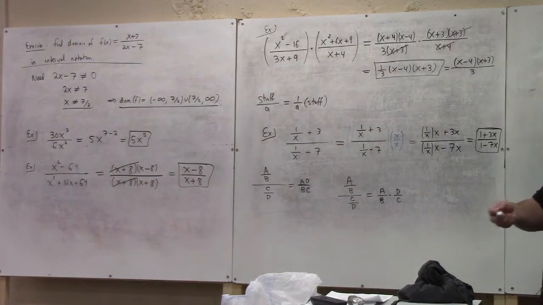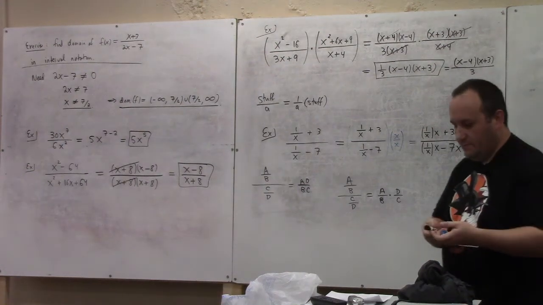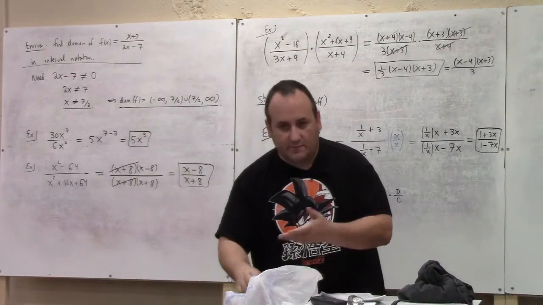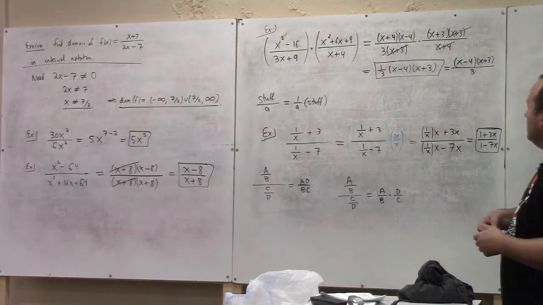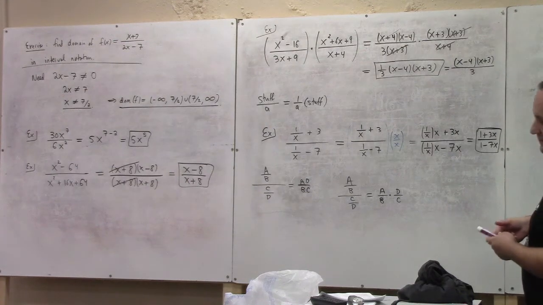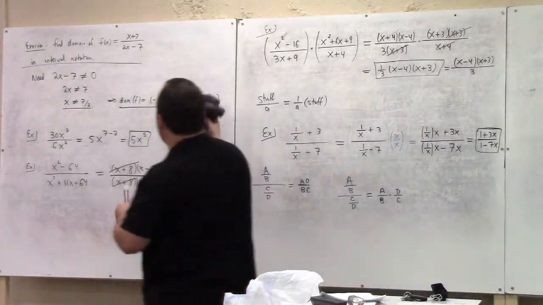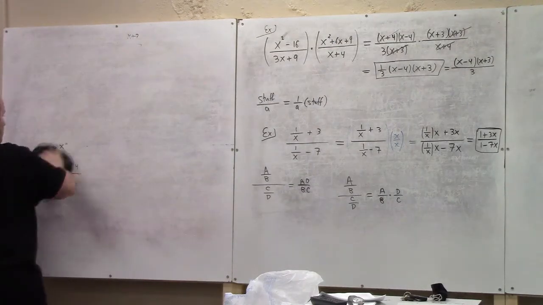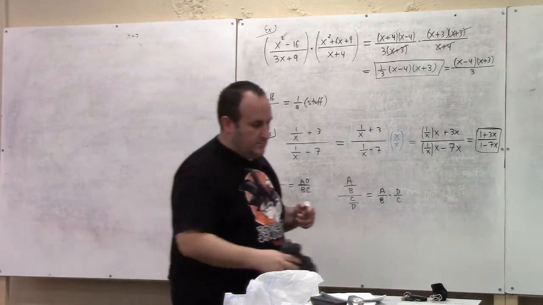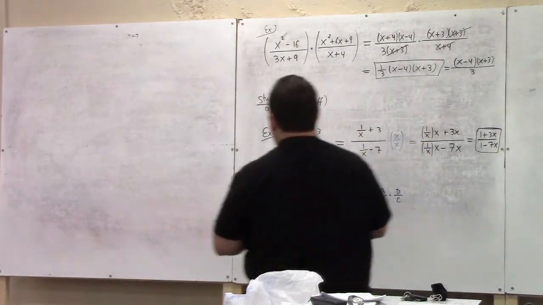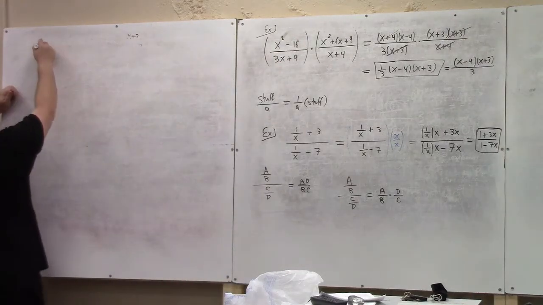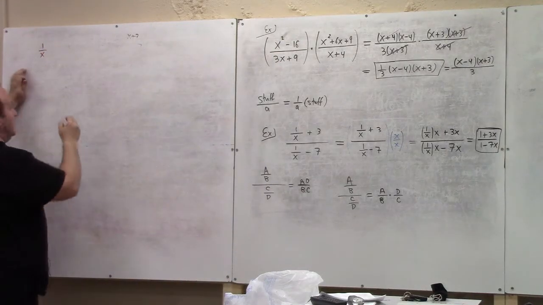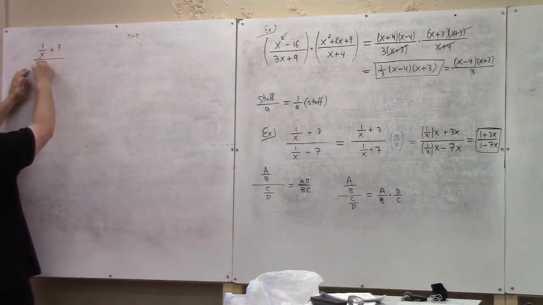Now, we could engage that keep, change, flip way of thinking about it. That's an alternative way to work this problem, and I think it's probably helpful for you to see me work through it that way. Let me do that. We have a minute. So, 1 over x plus 3 over 1 over x minus 7.